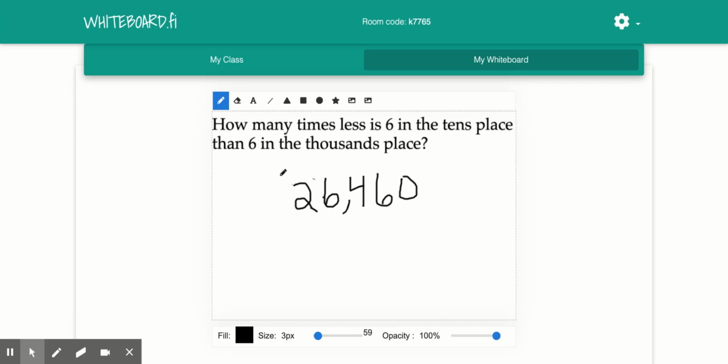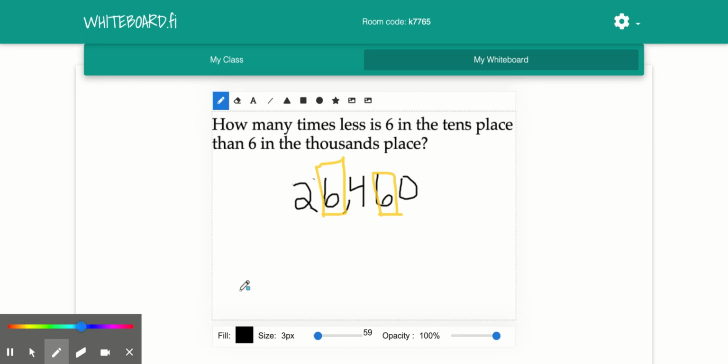Okay, so you might have gotten a question like this on your homework. How many times less is the 6 in the tens place than the 6 in the thousands place? So if you look at this number here, you have the 6 in the tens place right here and the 6 in the thousands place right here. So they want to know how many times less is this one than this one. So this means this one's the bigger one, and they want to know how many times less.